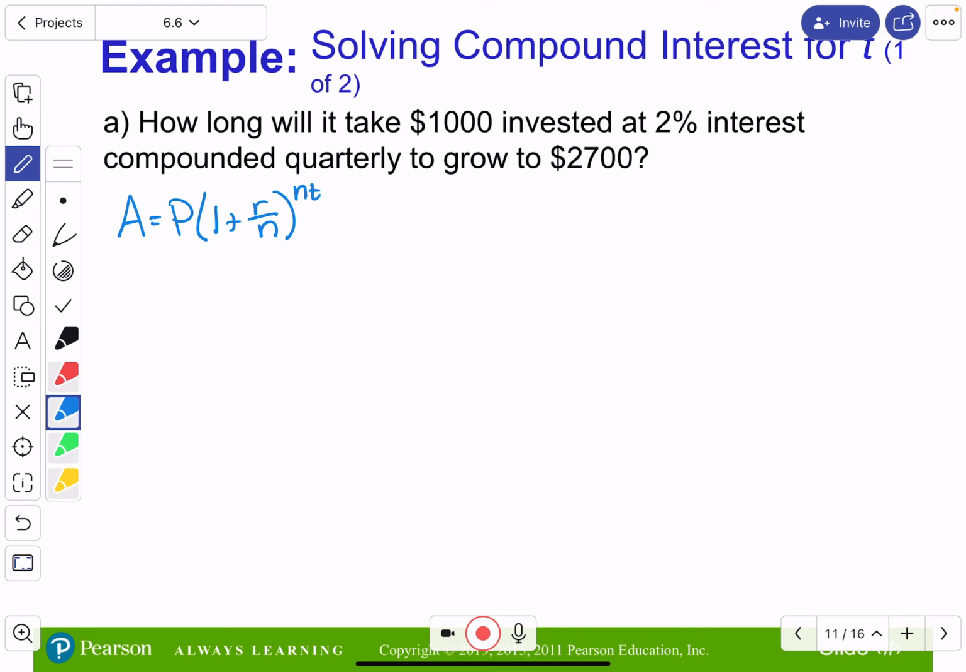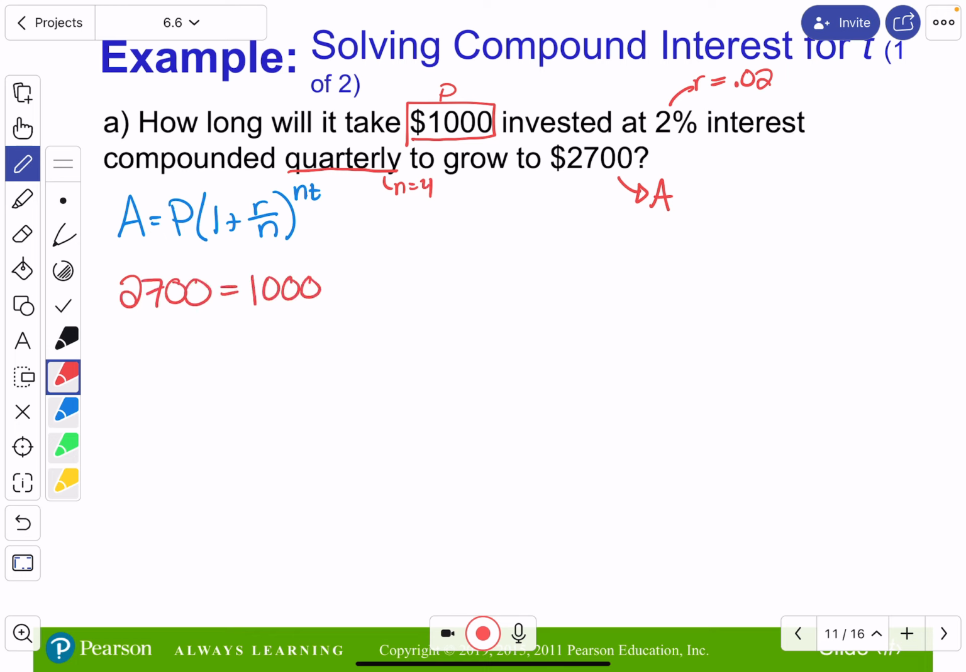Here's our formula, so we're going to plug in. That's our principal, what we're putting in. This is our rate, but as a decimal, it's 0.02, compounded quarterly, so n equals 4. And this is what our actual value is. So we plug those numbers in: 2,700 equals 1,000 times (1 plus 0.02 over 4) to the 4t.